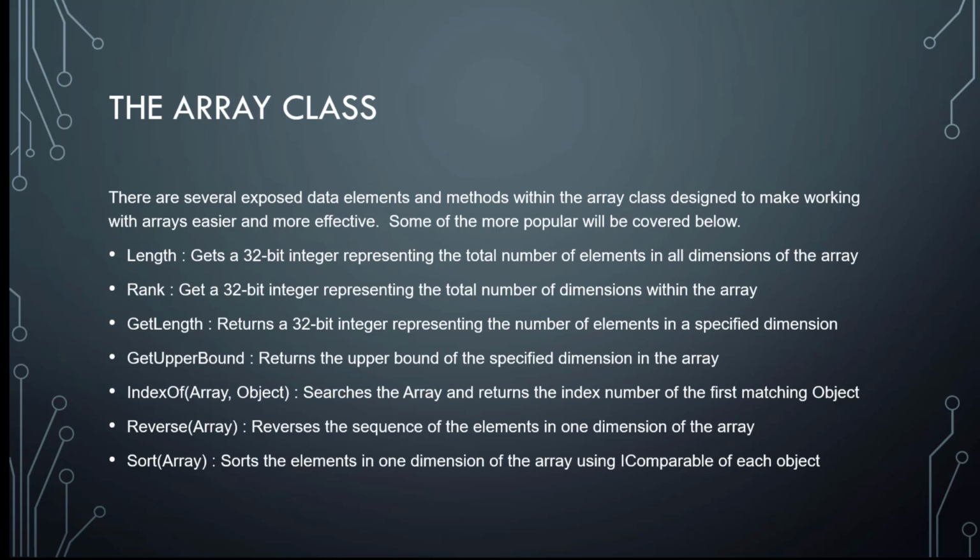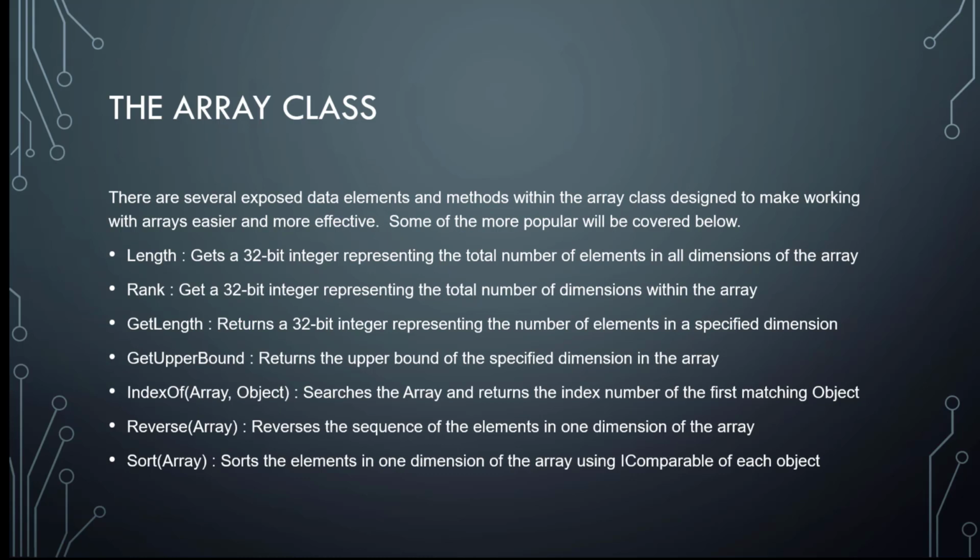Get upper bound will return the upper bound of the specified dimension in the array. So array name dot get upper bound, open parenthesis, pass it the numeric value of the dimension, close parenthesis, will return to you an integer with the upper bound of that dimension in the array.